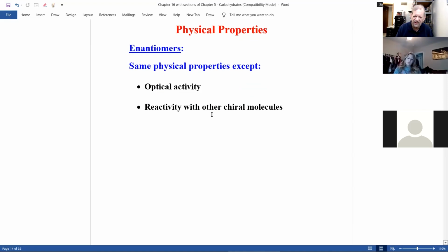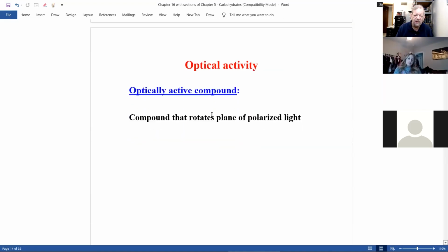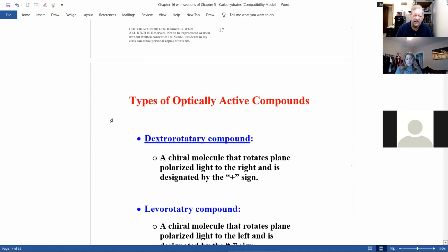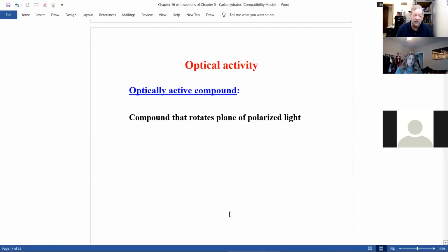What's optical activity? Well, optically active compounds are compounds that rotate plane polarized light. Again, switch is off. Now, what is plane polarized light? Well, the light you get from the sun, or my lights here, comes in waves, and the waves can be like this, like this, all the different degrees around the compass.